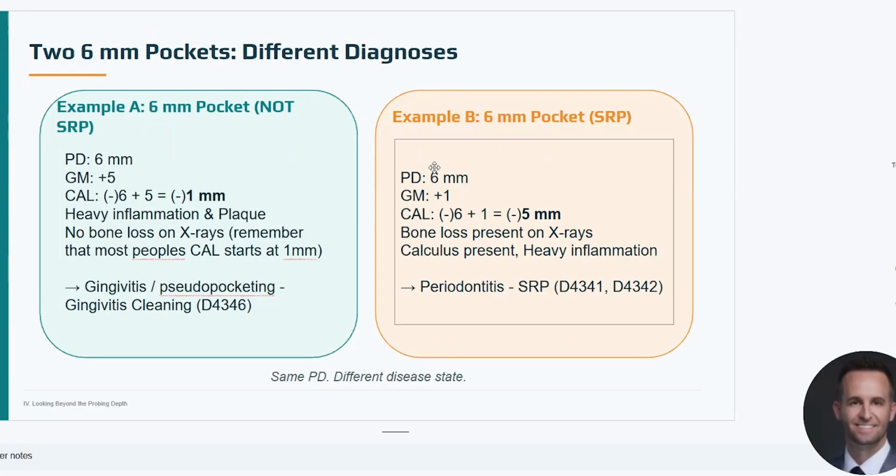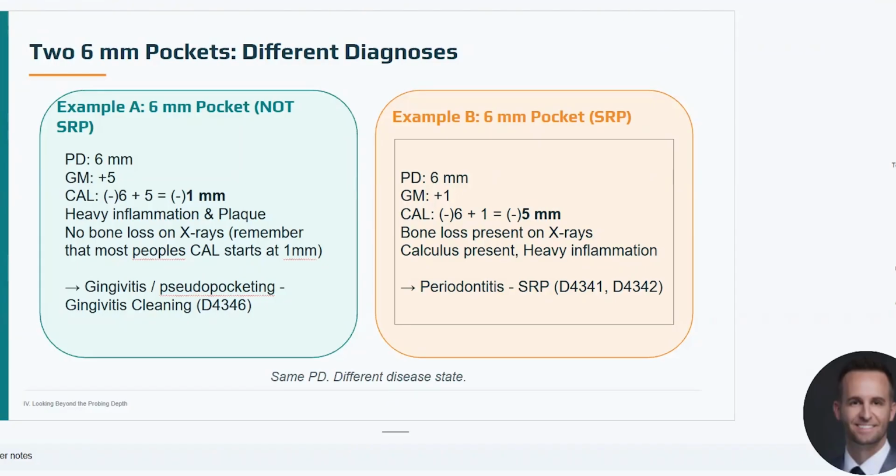Now in this second example, we have a probing depth of 6 millimeters still, but our gingival margin level is actually +1. So it barely peeks above that cemento-enamel junction. So we're going to do our math equation, put our invisible negative sign in. -6 + 1 gives us a 5 millimeter clinical attachment level. Or in other words, the clinical attachment level is 5 millimeters below the CEJ on this tooth.